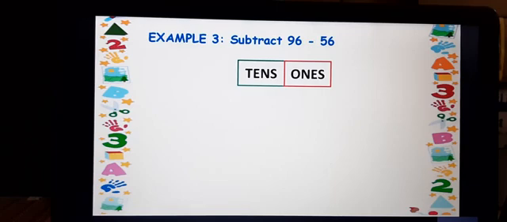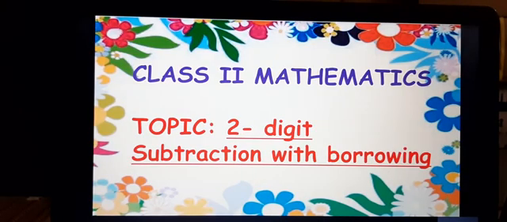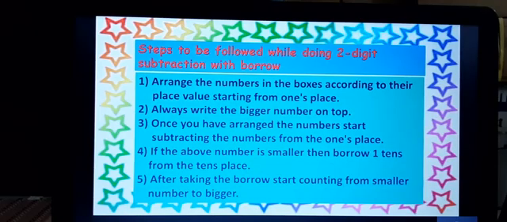Okay, I'll go on to the next concept. Now we have seen subtraction without borrowing. The next is with borrowing. So the next topic is 2-digit subtraction with borrowing. As I said, we need help from the previous one, and we are going to solve the subtraction here. We will see it. We follow the same steps as in the previous method. Only slight changes are there.